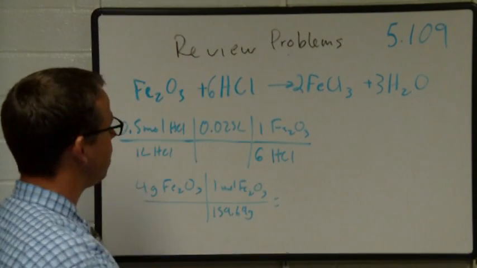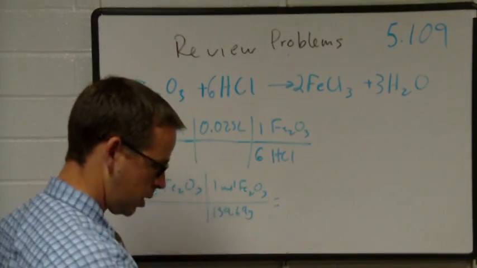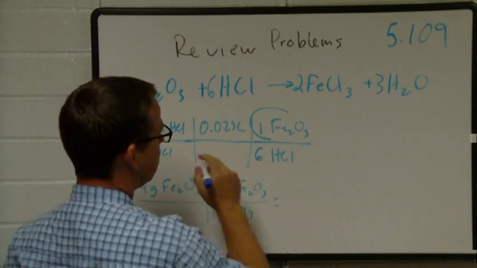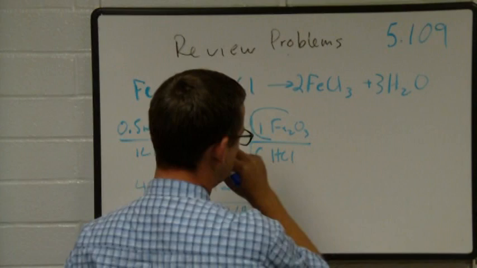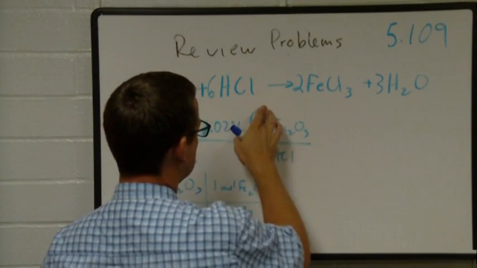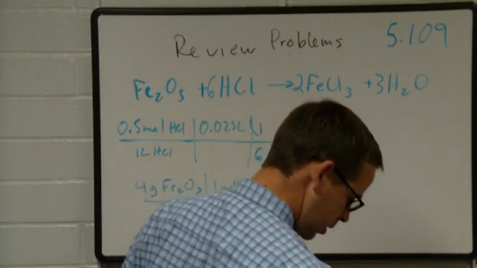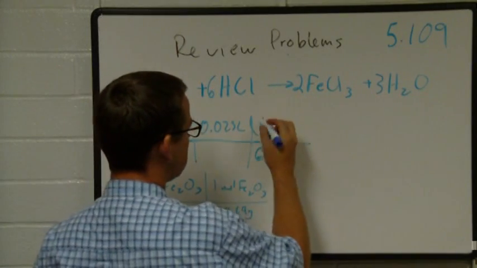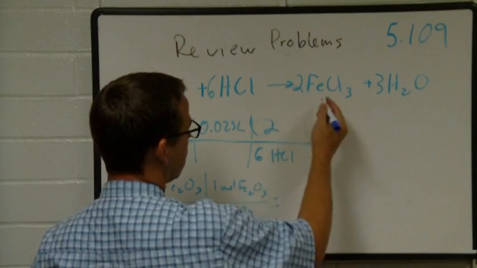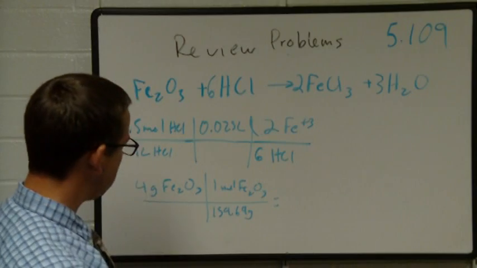Okay, so we have a bit of a limiting reactant problem. They're actually asking how much iron ion will be left over in solution, right? So instead of moles of iron oxide, they're asking how many moles of iron ion there's going to be. For every 6 HCl consumed, we're going to get 2 iron chlorides, which gives us 2 Fe+3 ions. Okay?